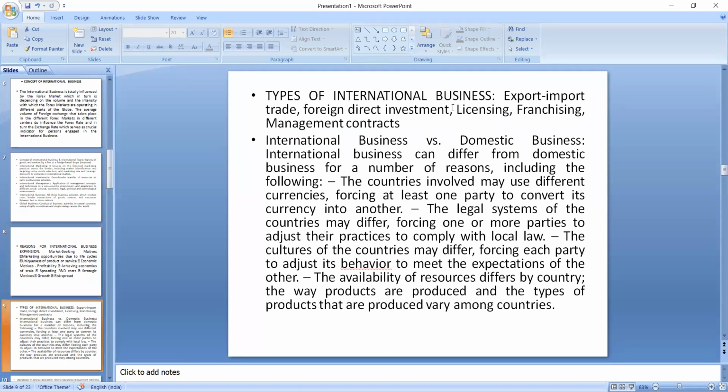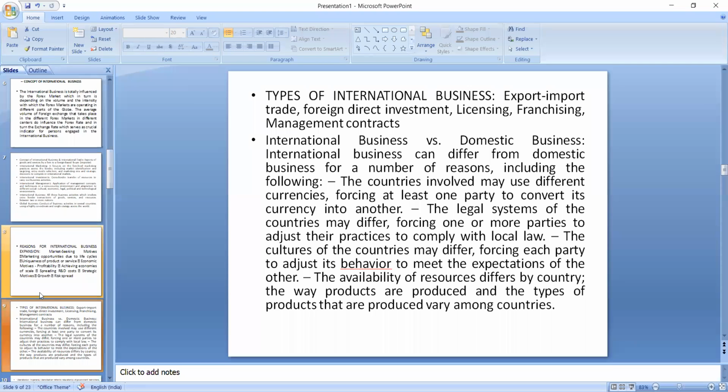Next one, types of international business. Export import trade, foreign direct investment, licensing, franchising, management contracts. International business versus domestic business. International business can differ from domestic business for a number of reasons, including the following. The countries involved may use different currencies, forcing at least one party to convert currency to another. The legal systems of the countries may differ, forcing one or more parties to adjust their practices to comply with local law. The culture of the countries may differ, forcing each party to adjust its behavior to meet the expectations of the other. The availability of resources differs by country. The way products are produced and the type of products produced vary among countries.